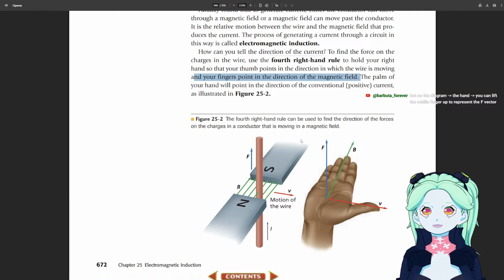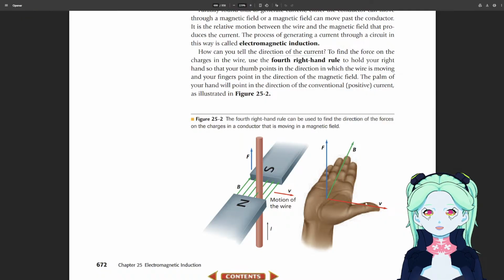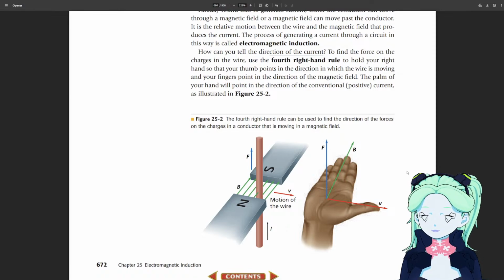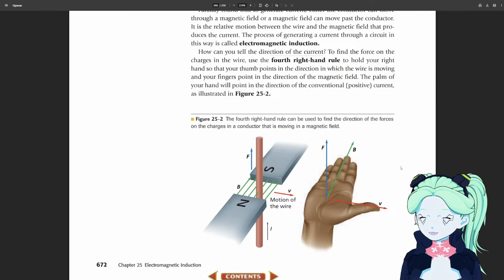I don't like these. This is called the slap roll. I don't know, it's weird. The palm of your hand will point in the direction of the conventional positive current, as illustrated in figure 25.2. So if the motion of the wire is this way, and your fingers are in the direction from north to south, then your force is the direction of your palm, or the direction of your middle finger if you close it a little bit. On the diagram of the hand, you can lift the middle finger up to represent the force. Yeah, exactly, we're both talking about the same thing.